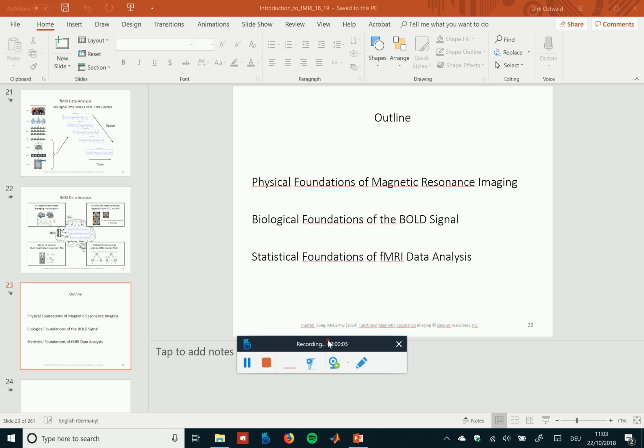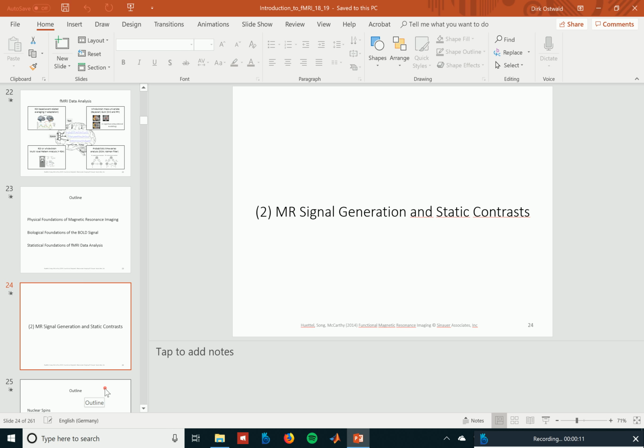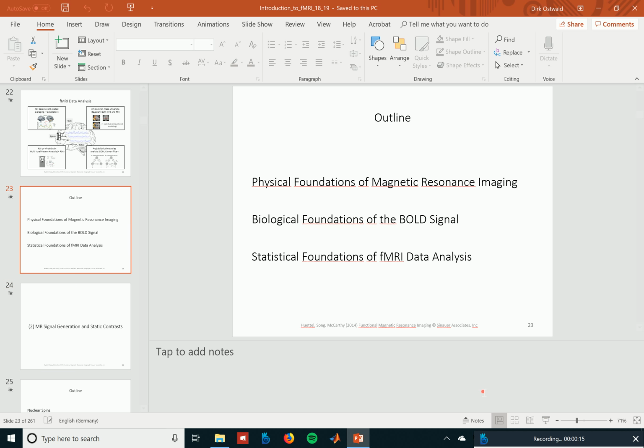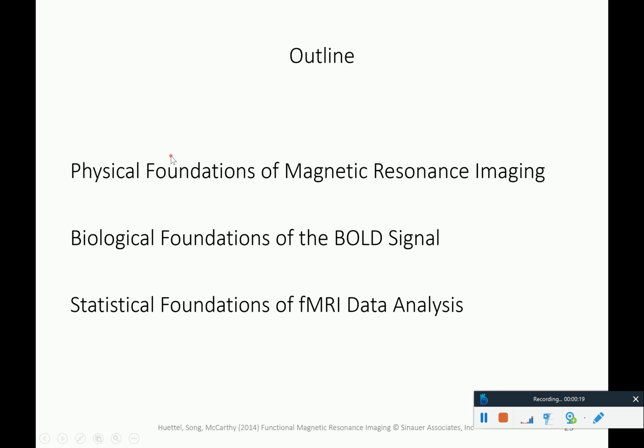Okay, then let's continue with the last bit for today, but actually with the first bit of the real course. So just to finish on the last slide. This was now the first quick run through fMRI with physical foundations, biological foundations, and some statistical foundations, of course, on a very shallow level.